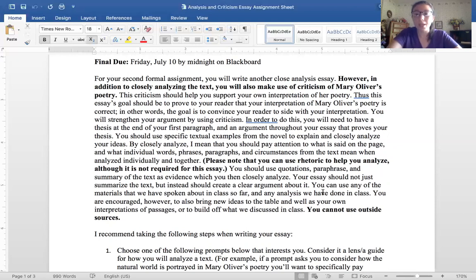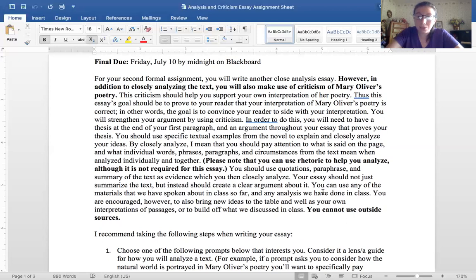In order to do this, you'll need to have a thesis, this is going to sound familiar, at the end of your first paragraph, and an argument throughout your essay that proves your thesis. You should use specific textual examples from the novel to explain and closely analyze your ideas. By closely analyze, I mean that you should pay attention to what is said on the page and what individual words, phrases, paragraphs, and circumstances from the text mean when analyzed individually and together. Please note that you can use rhetoric to help you analyze, although it is not required for this specific essay.